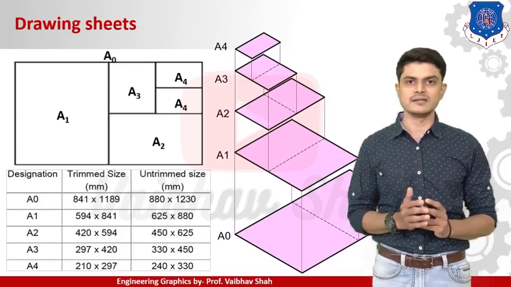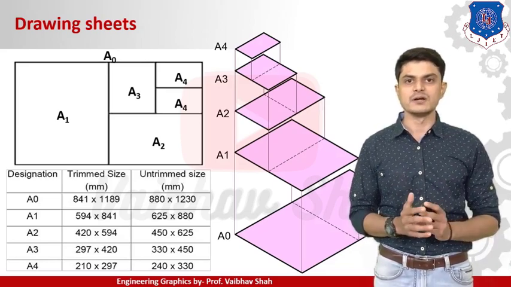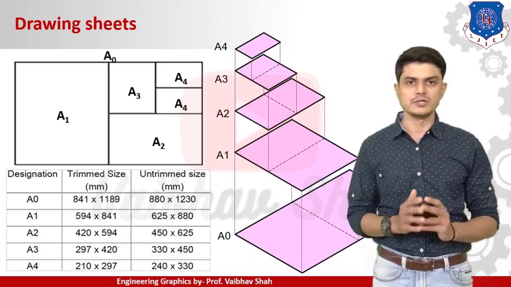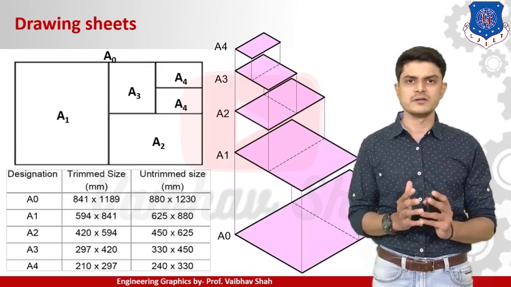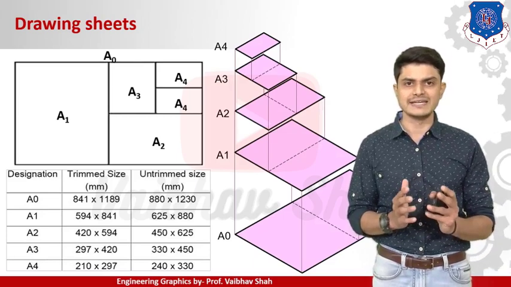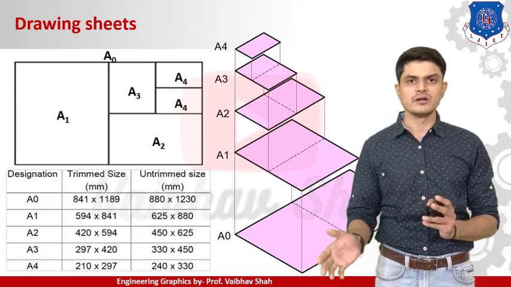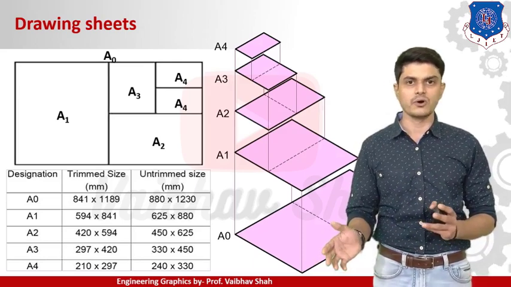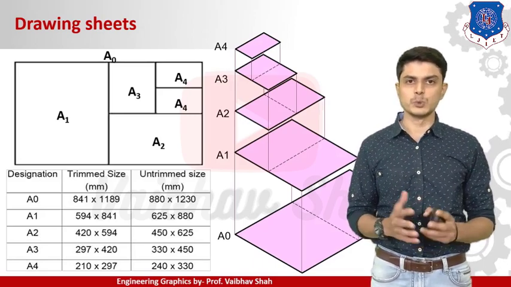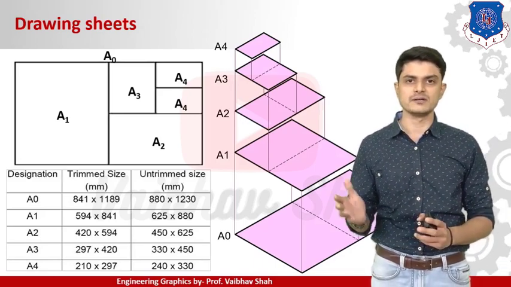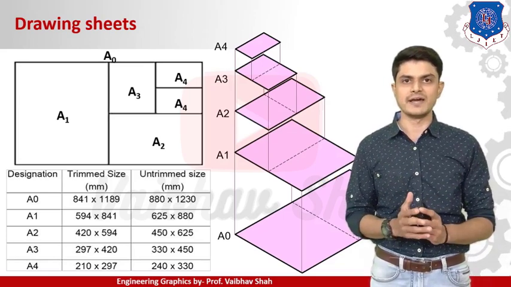Now you will say, sir, it is very difficult to remember each of the dimensions because there are a number of digits associated with it. Don't worry. Now let us see how to remember these drawing sheet sizes in no time. Either you need to remember the size of your highest sheet, which is the A0 sheet, or the size of your A4 sheet. Let me give you a shortcut trick to remember this table very easily.